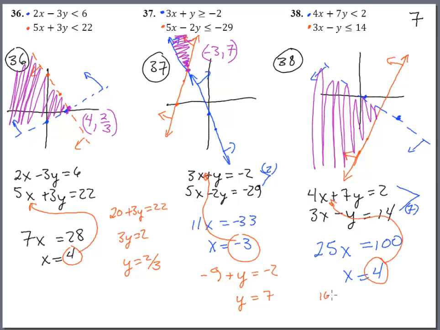16 plus 7y equals 2. Subtract 16, we get 7y equals negative 14. Thus, y is negative 2, and we divide both sides by 7. So x is 4, and y is negative 2. That's the point right there. That is the corner of that. It actually isn't included in the solution because this blue line is dotted, but that would be the corner of the solution set.